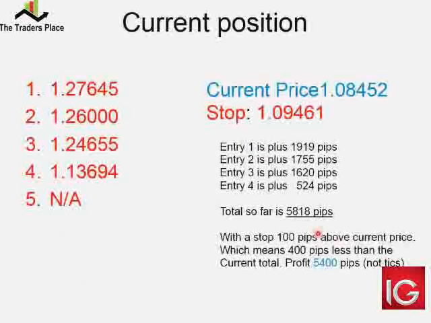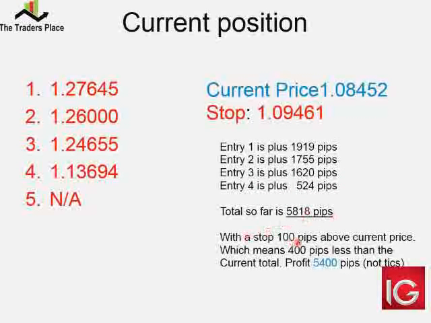Current position of what we just looked at. So we have 4 active trades. Current price is 1.08452. Current stop loss is 9461. Entry 1 is up 1,920 points. Entry 2, 1,750. Entry 3 is up 1,620 pips. Entry 4 is up 500 pips. Total so far is 5,800.